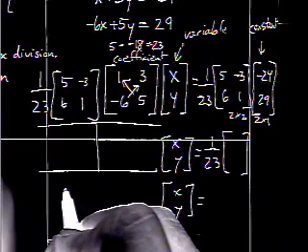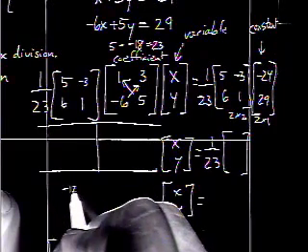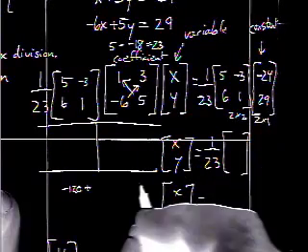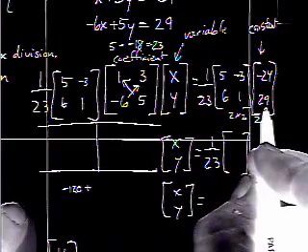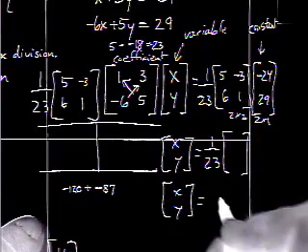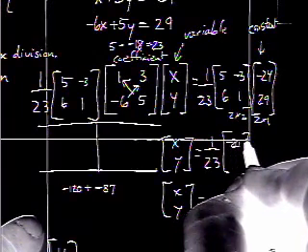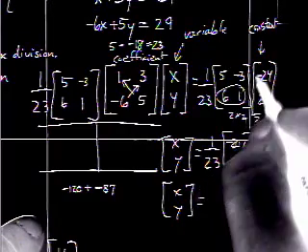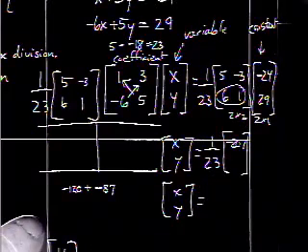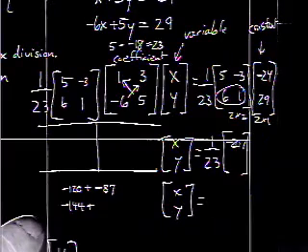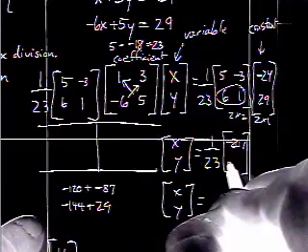And let me see if I can do this here. 5 times negative 24, that's negative 120, plus negative 3 times 29, negative 87. So that gives me negative 207. Lastly, I have this row times this column. That would be negative 24 times 6 is negative 144 plus 29, and that gives me negative 115.